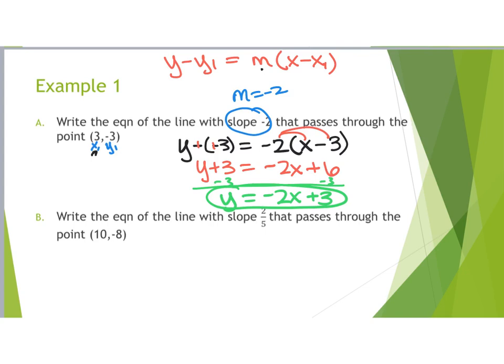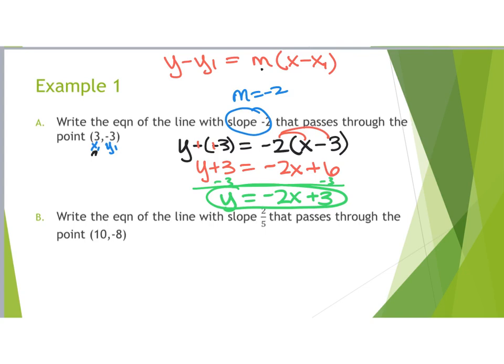This is an equation of a linear line. This now is in slope-intercept form. Notice I didn't have to try to solve for the b. It just kind of worked its way out. So this is why I prefer the point-slope form. Let's look at how to do this one more time.